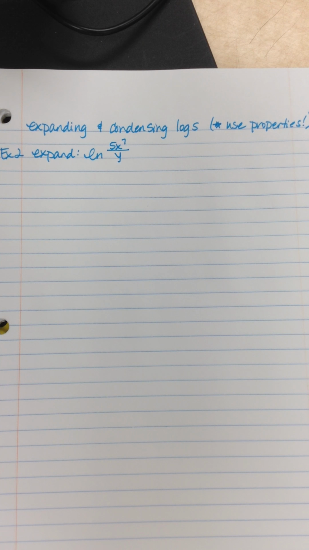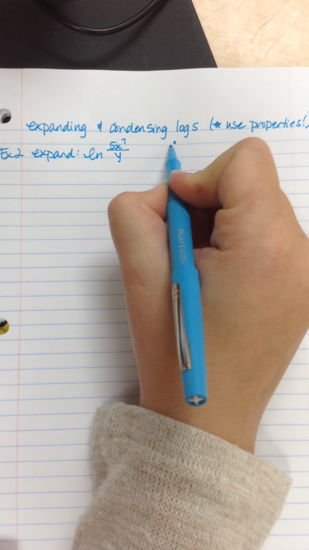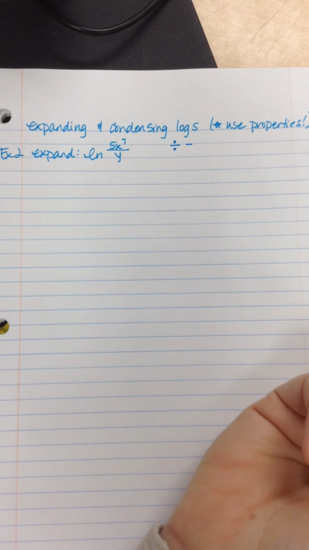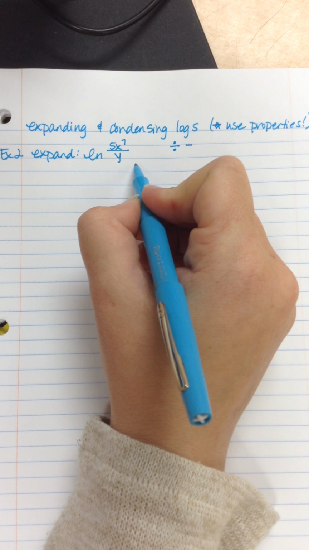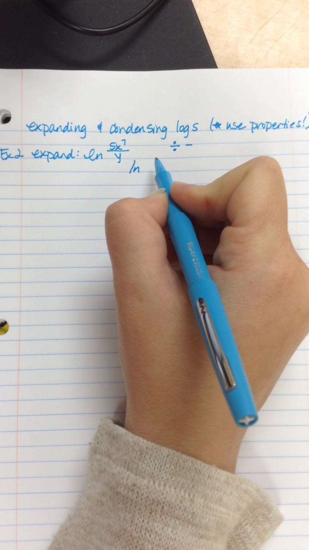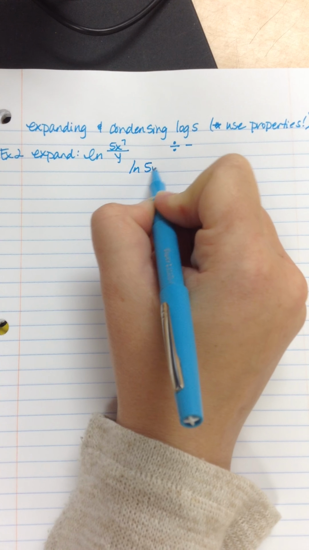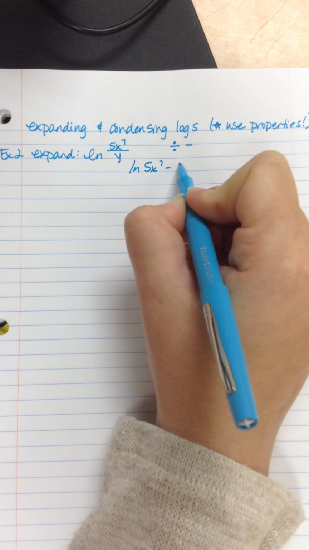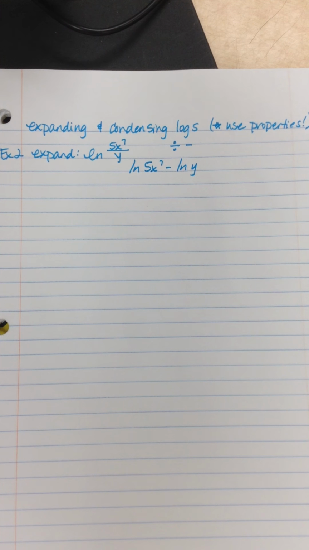So first thing that you should notice is that we have two things that are being divided. Remember the signs, dividing and subtracting go together. So if I have two things that are being divided, I know right off the bat I'm going to split them and subtract. So I'm going to have the ln of the top, which is 5x to the 7th, minus ln of y. So natural log of 5x to the 7th power minus natural log of y.